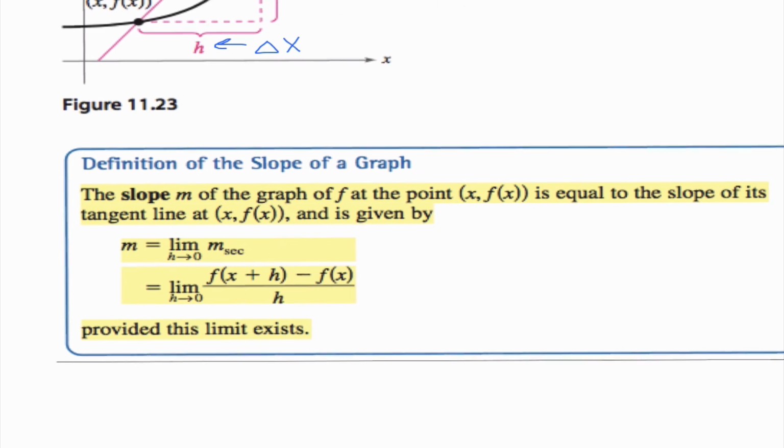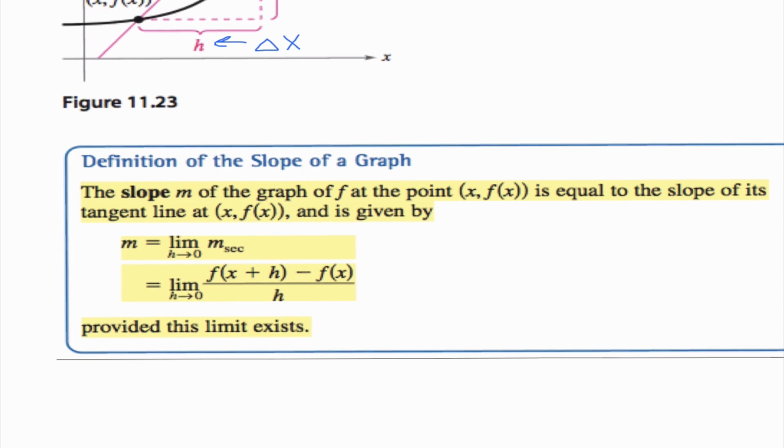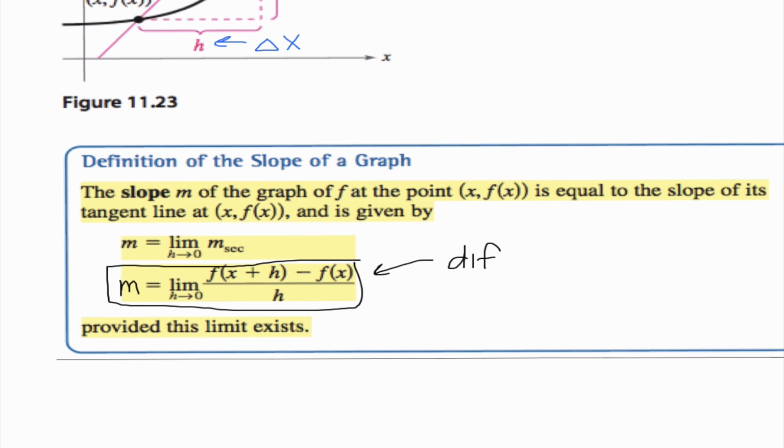So the equation that we need to know here, the slope is equal to the limit of f of x plus h minus f of x over h as h approaches 0. And we call this our difference quotient. This is something I would expect that you guys have memorized and that you know how to use.